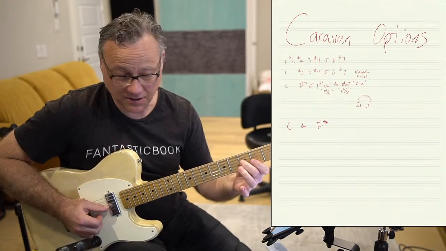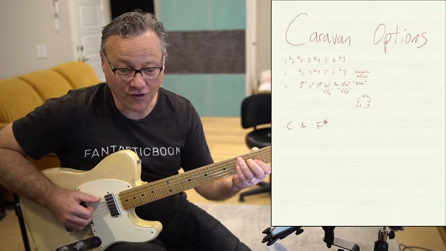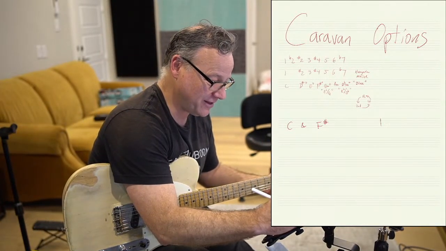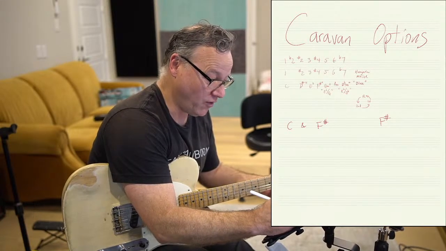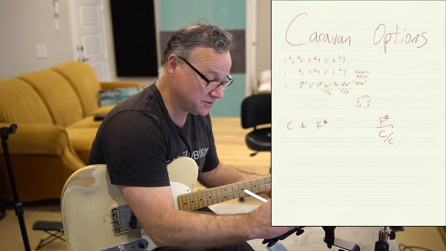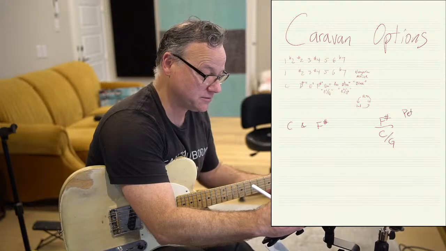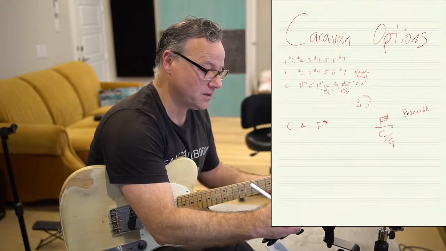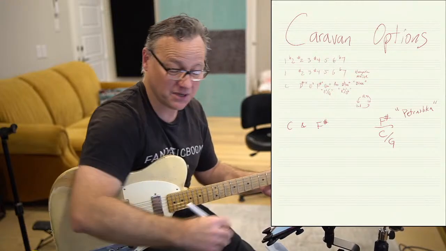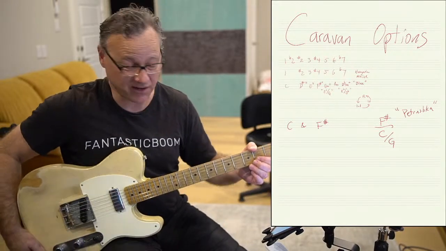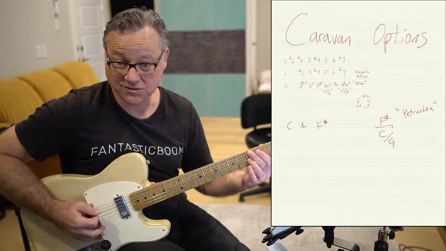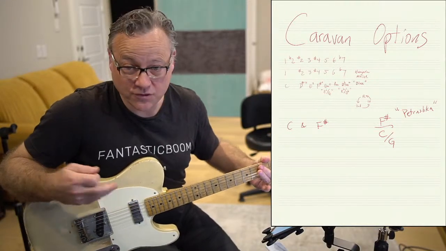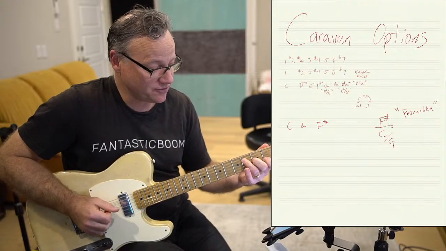So this is a C, an F sharp over a C with a G in the bass. I guess you would write it like this: F sharp over C over G. Petrushka. And I've been told that Petrushka means parsley in Slavic language. Parsley chord, right?